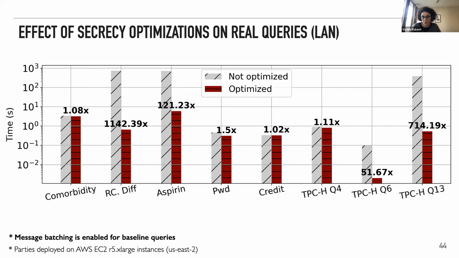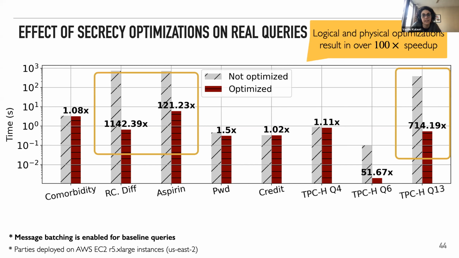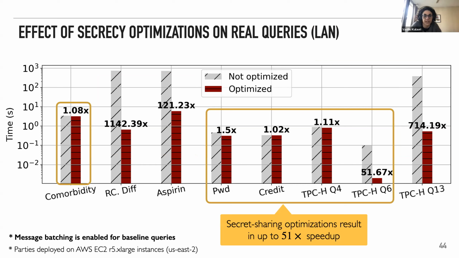With the only optimization that is on for baseline queries also being the message batching. So baseline queries also use message batching, otherwise they cannot even run on a few hundreds of rows. So on top of message batching, we can get 2 orders of magnitude speed up for logical and physical optimizations. And we can get up to 51 times speed up when using the secret sharing optimizations. These are some rewriting tricks that we do because we know exactly how the protocol works.